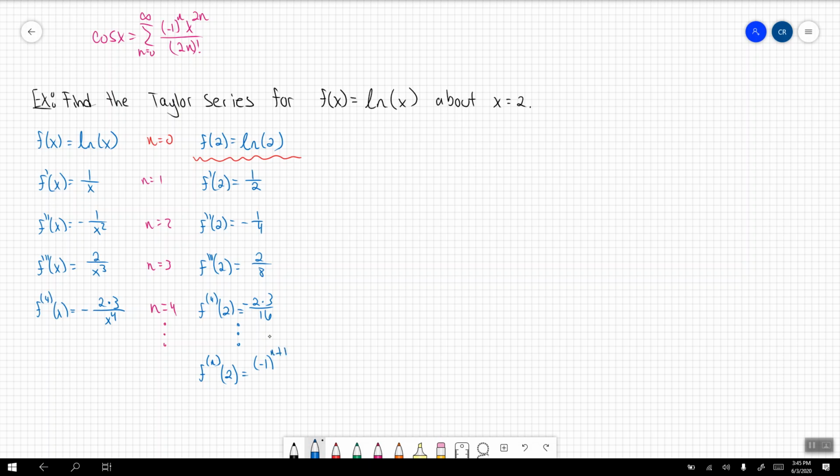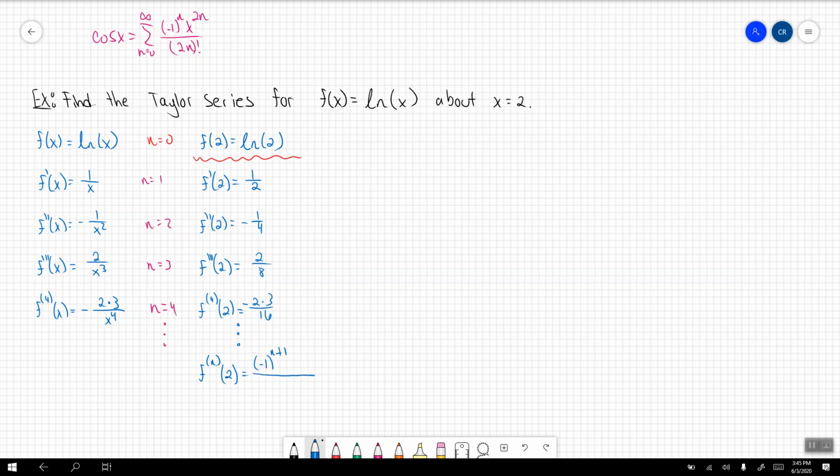There we go, n plus 1. That should work out. All right, if n is 1, then we get 1 plus 1 is 2. Then we get it to be positive. Perfect. N is equal to 2. 2 plus 1 gets us 3. Negative 1 to the power of 3 will get us that negative value. Awesome.